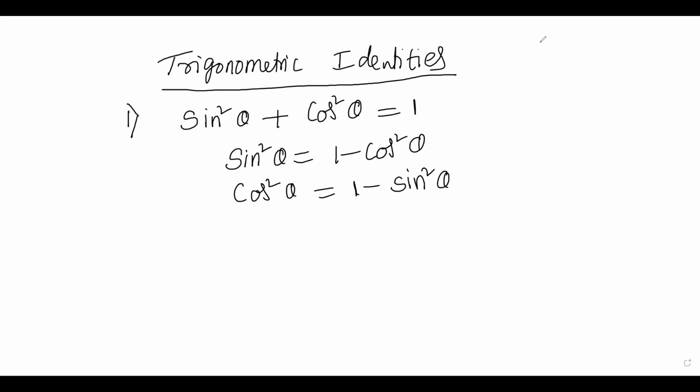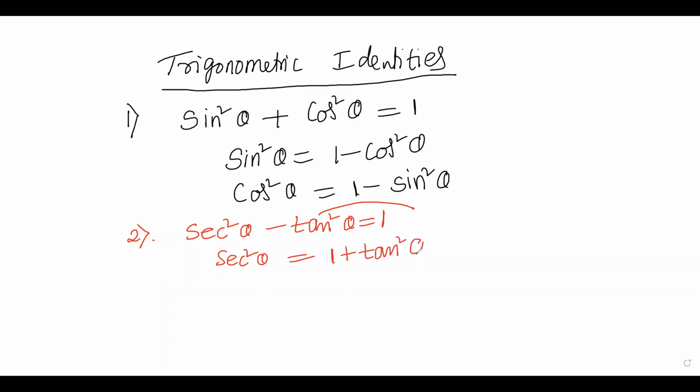Second identity is secant square theta minus tan square theta is equal to 1. Secant square theta is equal to, on transposing tan square, what would you get? 1 plus tan square theta. At the same time, if you transpose 1 inside and tan square outside, you will get one more sub-identity. Tan square theta is equal to secant square theta minus 1. So these two are sub-identities.